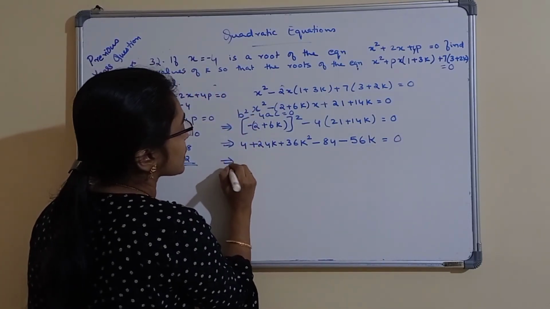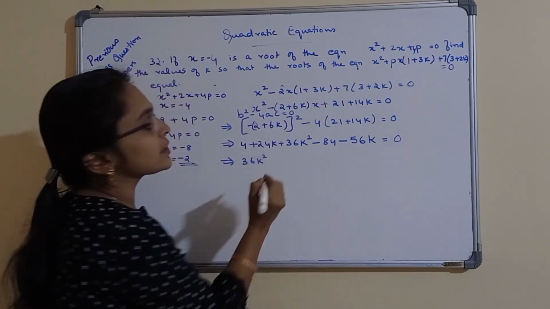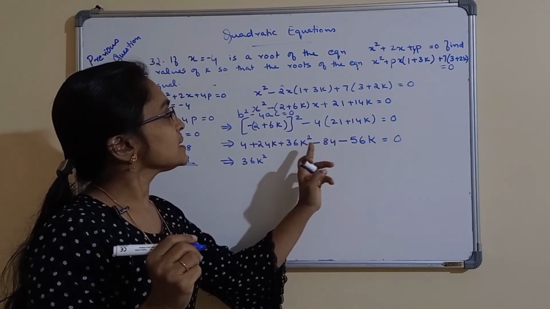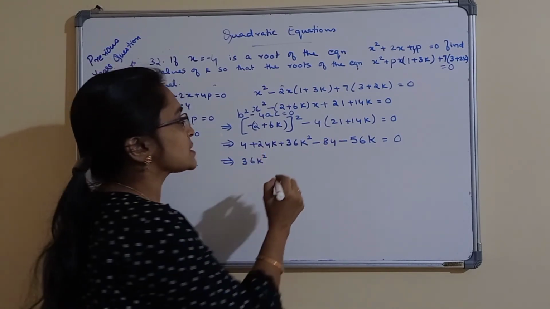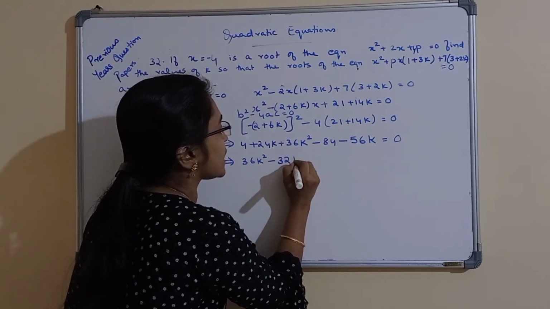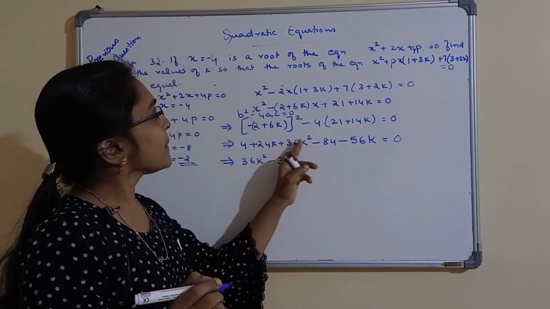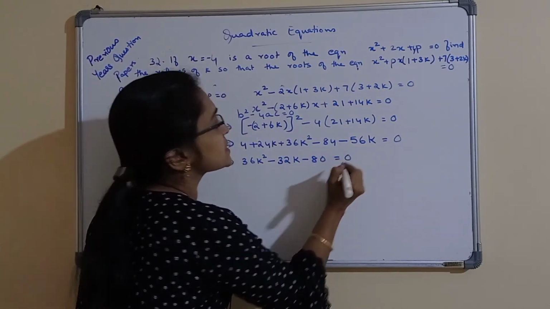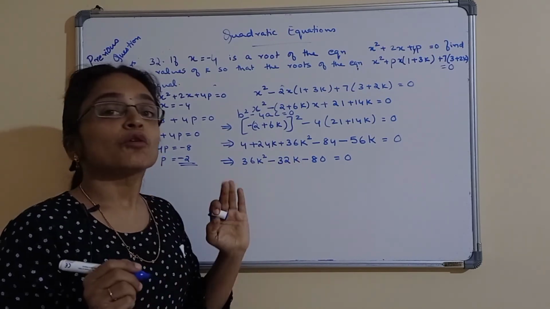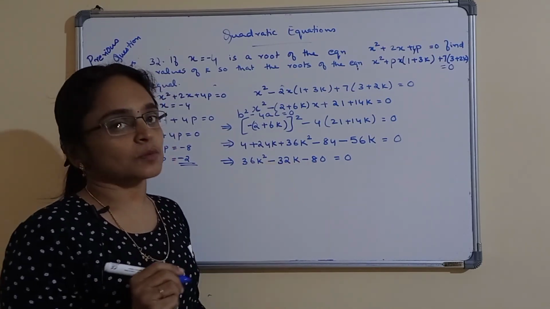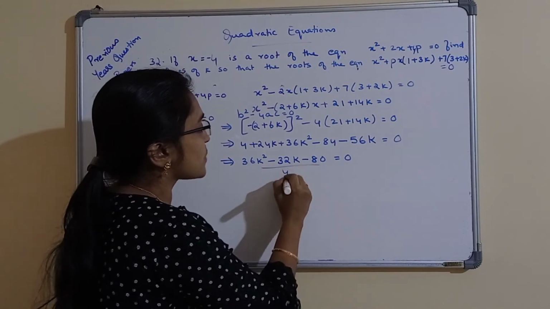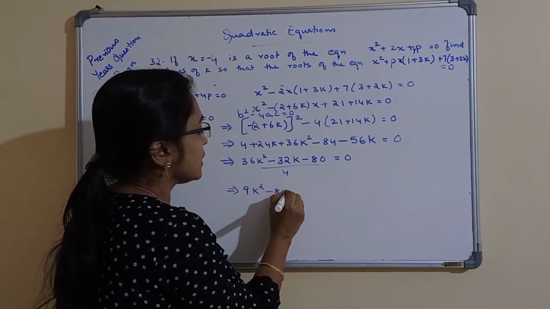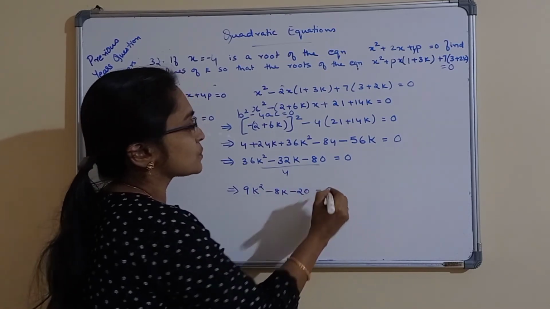Now 36k square, we can write the k square term first. So we have 36k square, then minus 56k plus 24k is minus 32k. Right? Now minus 84 plus 4 is minus 80 is equal to 0. And in all these terms 4 is there. So we can divide this by 4, right? So dividing all these by 4, we have 9k square minus 8k minus 20 is equal to 0.